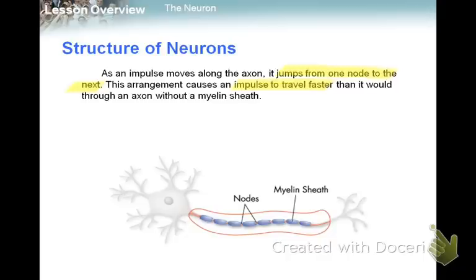Myelinated axons are usually associated with responses and sensory information that would require quick processing. So like pain, extreme heat, things like that.